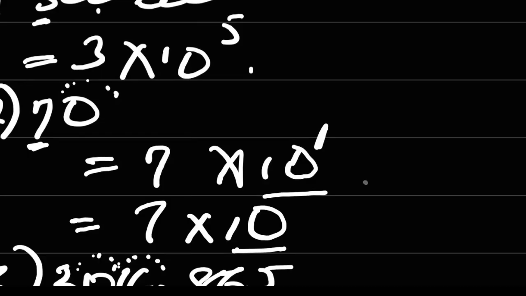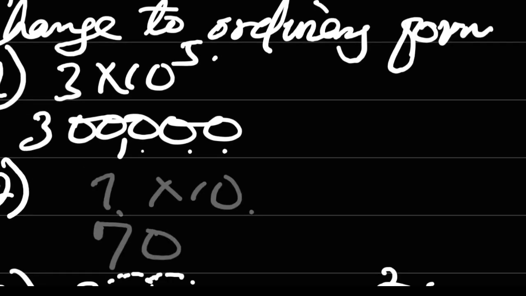We're doing the reverse. This is the next one here. 7 times 10. The second one, 7 times 10 raised to the power of 1, or 7 times 10 is the same thing. That will be 7. Since the power is 1, you add 1 zero, and that's the answer. So it has returned to the ordinary form.